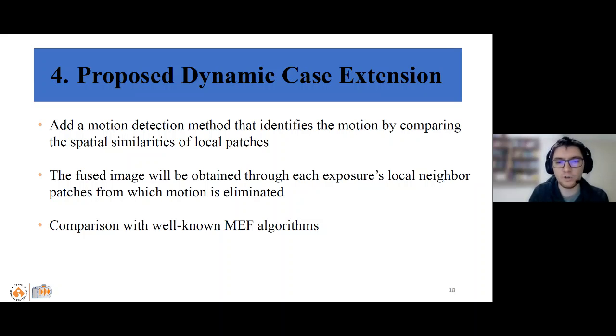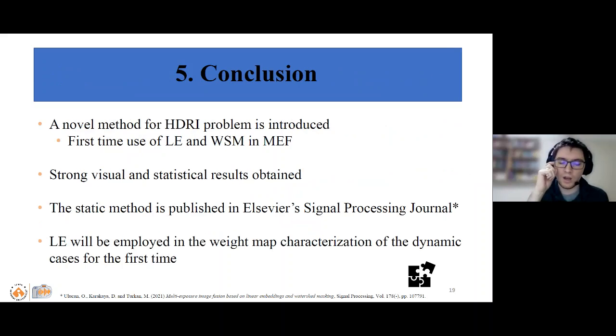We will compare our algorithm with the well-known MEF studies in the literature. So today I briefly explained what the high dynamic range imaging problem is. And I also introduced you to our novel algorithm. Since we got strong visual and statistical results, we published this work in the Signal Processing Journal. And for the dynamic case extension, we will add a motion detection algorithm, and we will obtain our optimal weights by using the linear embeddings method. So thank you for listening.